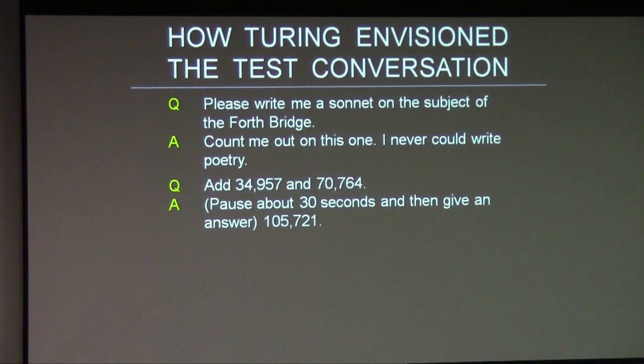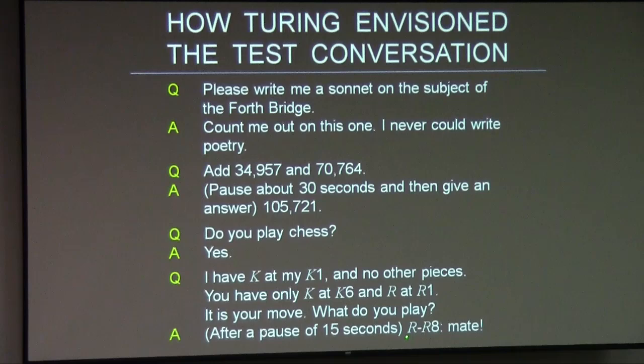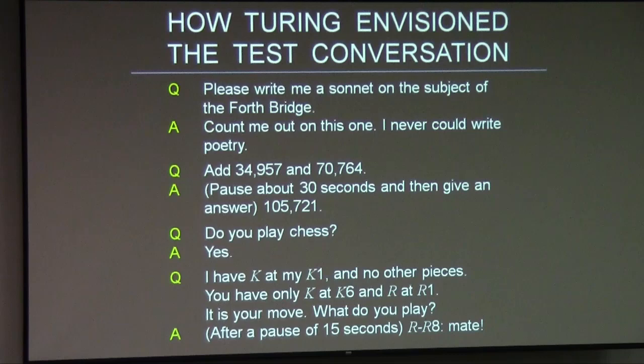At that time, by the way, it wasn't as funny as it is today. It was 1950. And then comes the question, do you play chess? And the machine answers, yes. Okay, suppose I have a king on my K1 and no other pieces. You have only king on K6 and rook on R1. It is your move. What do you play? And the machine answers, after a pause of 15 seconds, rook to R8, mate. So this is on page 1 of Turing paper.